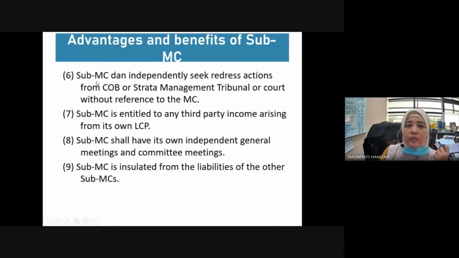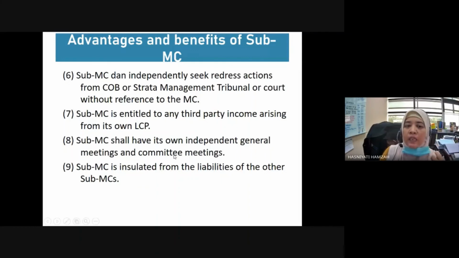Number 6, sub-MC can independently seek redress actions from COB or Strata Management Tribunal without reference to the MC, because now they are an independent body. Dia sendiri boleh menyaman dan disaman. So without going to this MC, dia boleh sendiri pergi ke court ataupun SMT tanpa perlu melalui MC. Sub-MC is entitled to any third-party income arising from its own LCP. I gave you the example just now, the billboard, ada LCD punya display, you can charge and then they can get their own income from it.